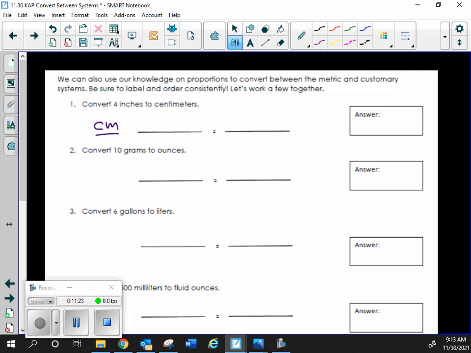Centimeters over inches. Go ahead and put the unit there. Okay. I know that I'm starting with inches, so I'm going to go ahead and put that in, and then I'm going to say I'm looking for centimeters. I'm starting with inches, going to centimeters. So when I go back to my conversion chart and find that conversion, I want to see which one starts with inches and goes to centimeters.